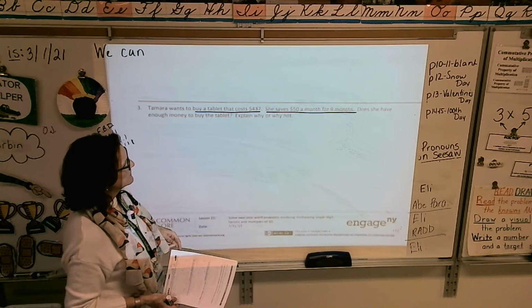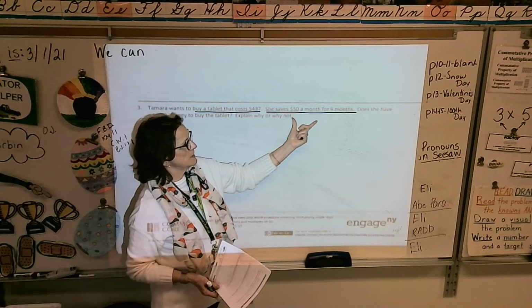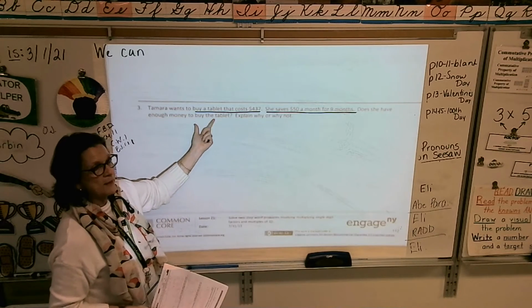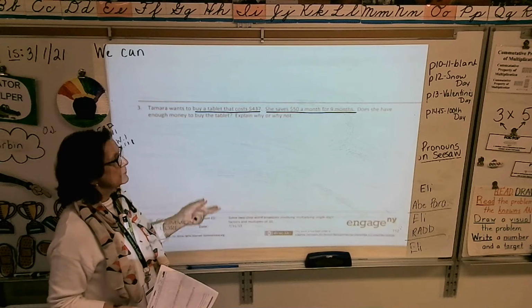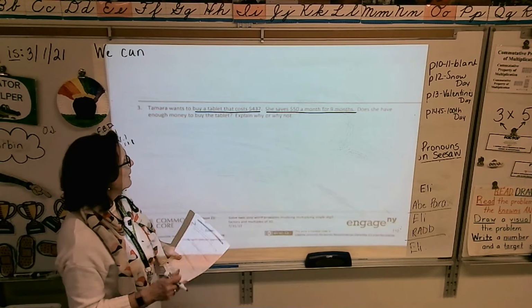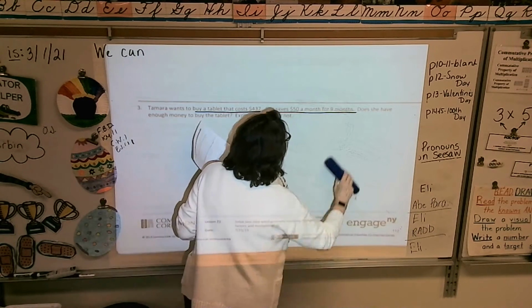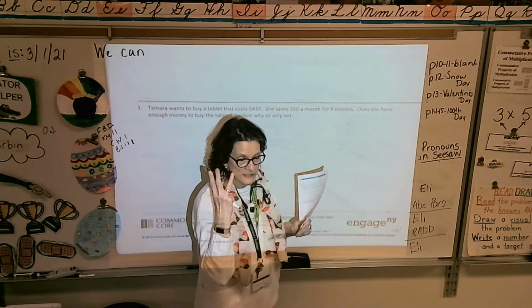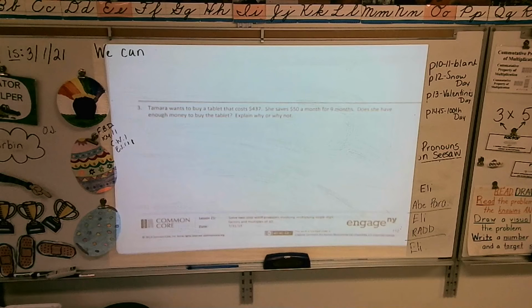So that's going to be your first step. So make sure you draw a picture and write a number sentence. And then make sure you explain, does she have enough money to buy the tablet? Either yes, she does, because, or no, she does not, because. Okay? I'll let you do that one independently. And now we're going to go do number 4, which is actually, wow, a 3-step problem. Okay?